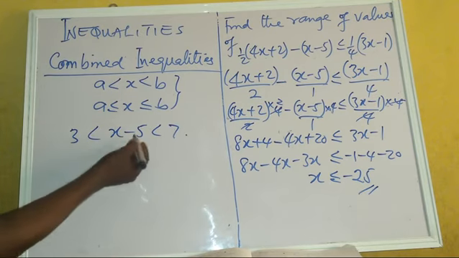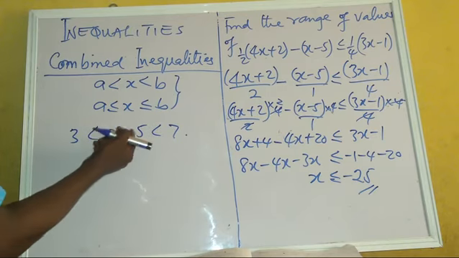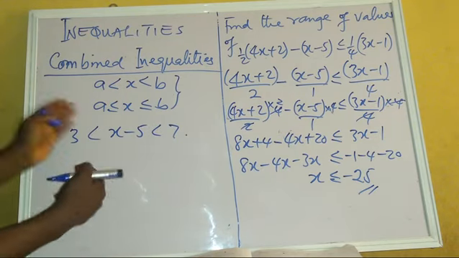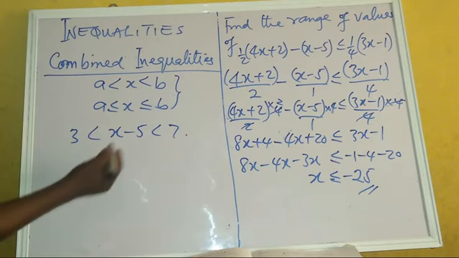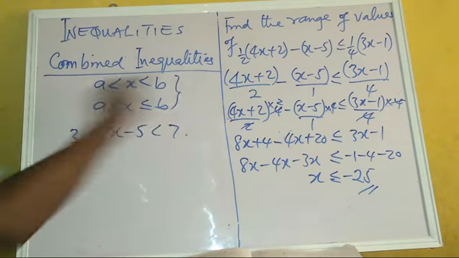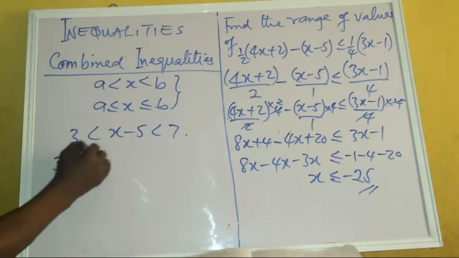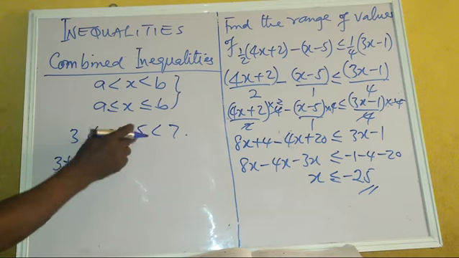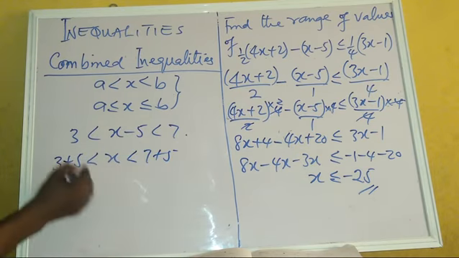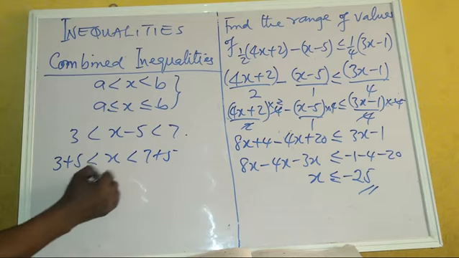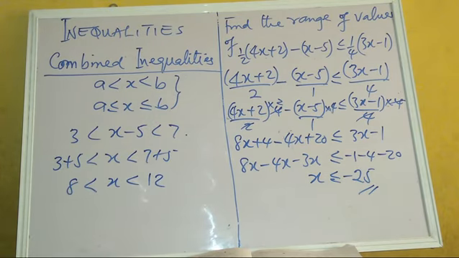What we need to do is eliminate this negative 5 from here. So if I want to do that, whatever I do to the left side of it must be done to the right side. It means we are going to add 5 to all those sides. This will become 3 plus 5 less than x, because we have eliminated this, less than 7 plus 5. Then we have 8 less than x less than 12. This is how to work it out.